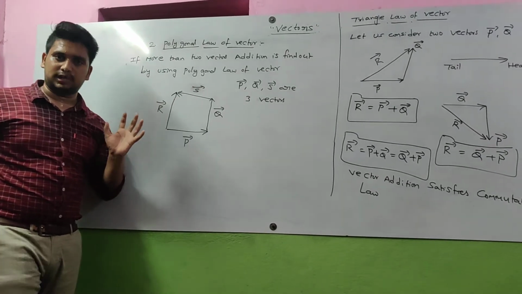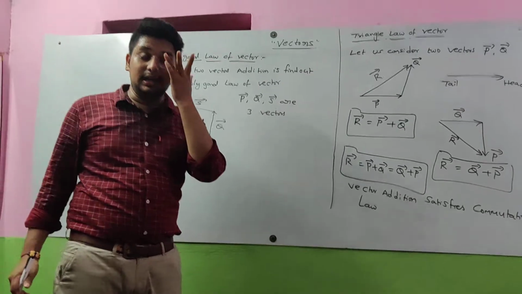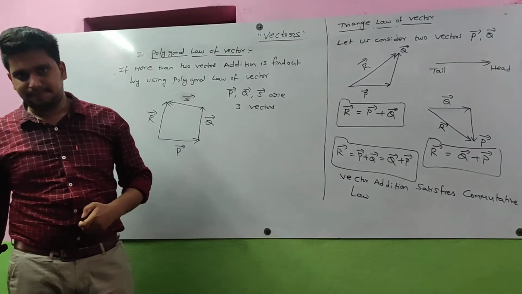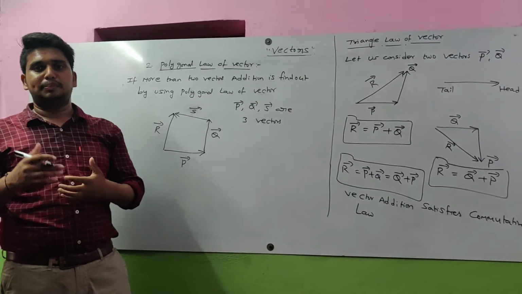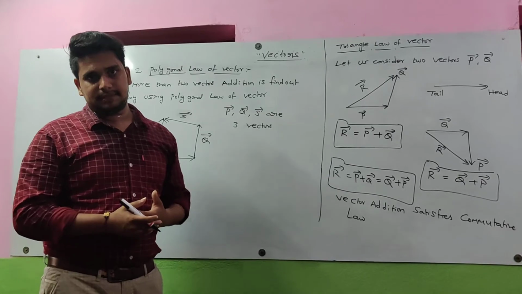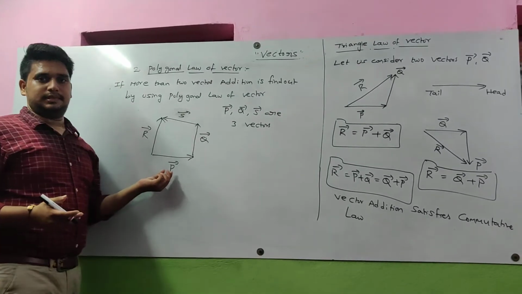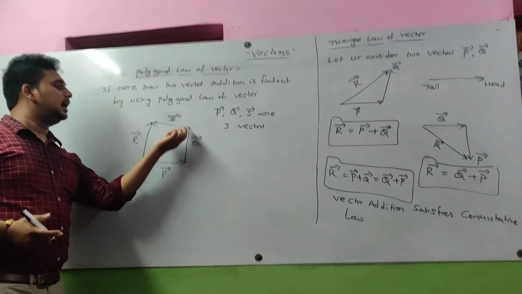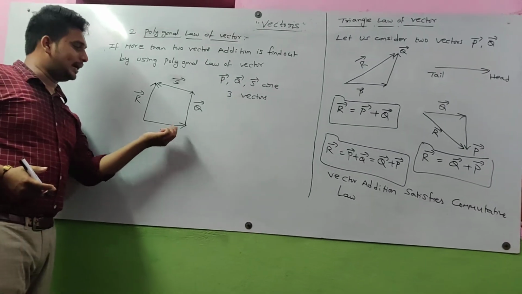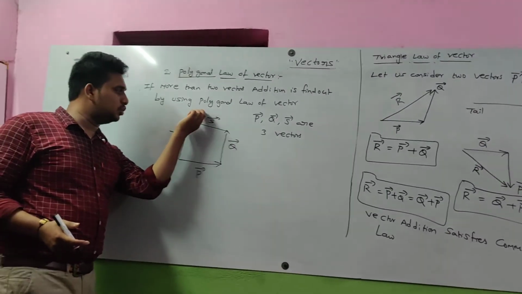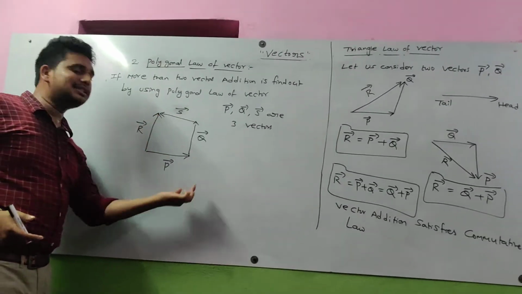So this is a very important thing. What is meant by polygonal law of vector? The name itself, poly means many, more than two vectors. So more than two vectors are attached. The head part of one vector is connected to the tail part of another vector. For example, here P bar head part is connected to Q bar tail part, and Q bar head part is connected to S bar tail part. Like this we arrange it.